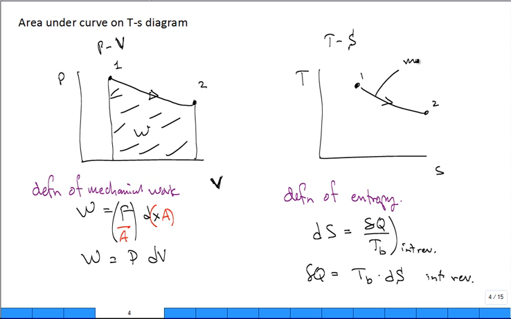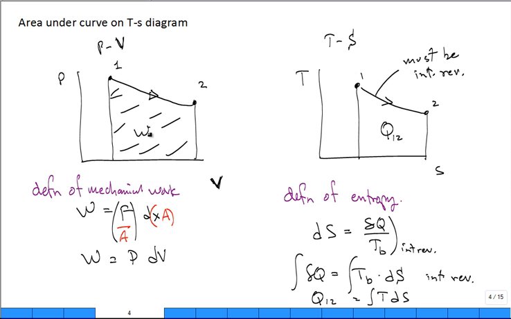This must be a process from 1 to 2 that's internally reversible. You can't have internal irreversibilities. All right, but if that's true, then when I do the integral, I get Q 1 to 2 is equal to the integral T ds. The area under the curve on a T-s diagram is Q 1 to 2. Just like this was work 1 to 2, this is a visual representation of the heat transfer.